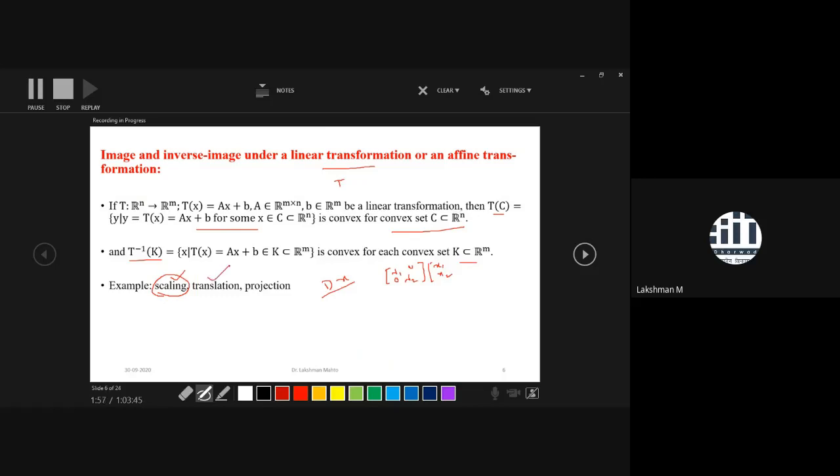Another one is translation. That means shifting of the origin, or you can say you are bringing in affineness. So a translation kind of transformation always preserves convexity.